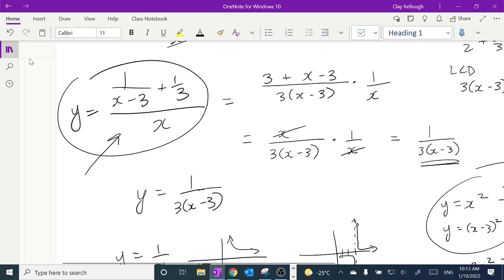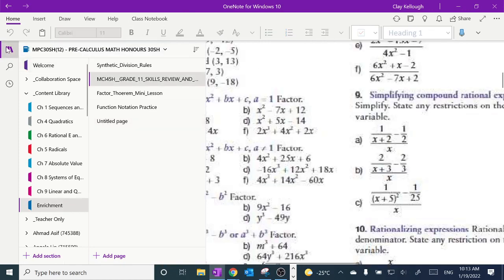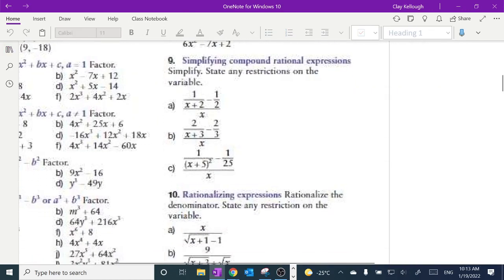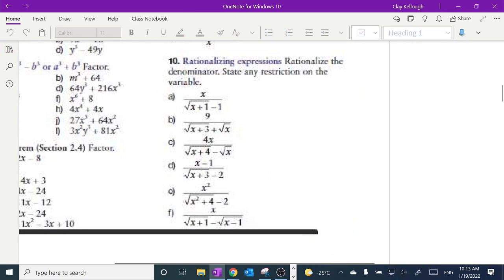Okay, so anyway, that was number 9. Number 10. If anybody wants to retry or retest next week rationals, this is one of the things that you learned how to do in rationals, rationalizing the denominator. So let's do one of these together. Let's pick a tough one. Let's do B.